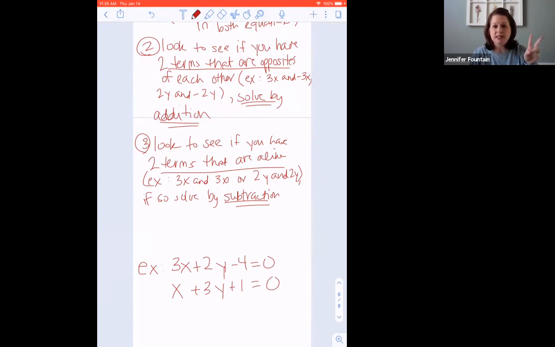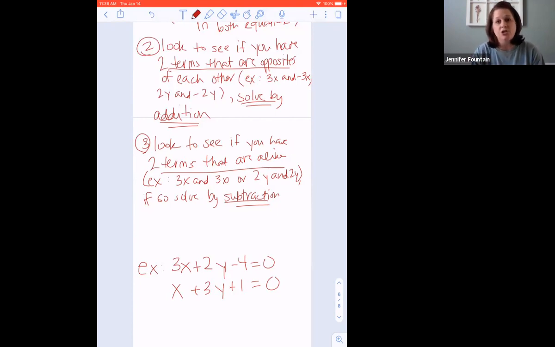So I'm going to go to test number 2. Do I have terms that are opposites of each other? No, I've got a 3x and an x. Those aren't opposites. I have 2y and 3y. Those are not opposites. So then I go to my third thing. Do I have two terms that are exactly alike? So then could I subtract? 3x and x, not exactly alike. 2y and 3y, not exactly alike. Okay, so I cannot use any of the three processes that we have previously learned.